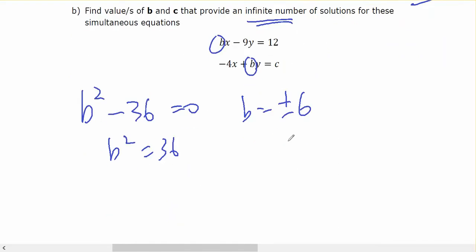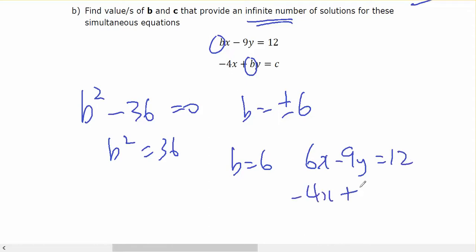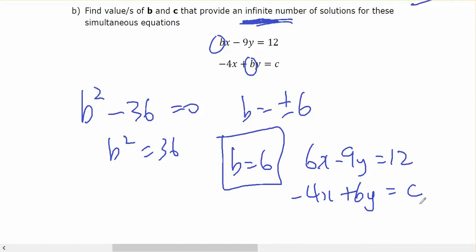Okay, so if b equals 6, then I've got 6x minus 9y equals 12, and minus 4x plus 6y equals c. Now I want infinite, so I want parallel, therefore b equals 6, and I want this c value so that these two equations are identically the same.